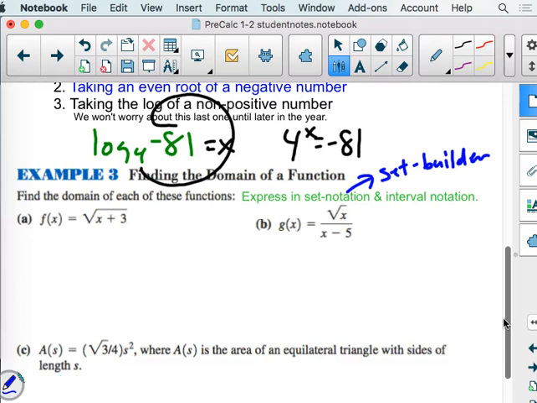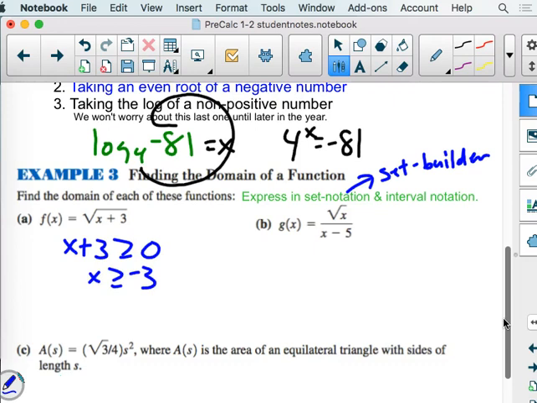So I look at A, and I see I'm supposed to take the square root. And I realize I can take the square root of 0, and I can take the square root of positive stuff, but not negatives. So that x plus 3 is going to have to be greater than or equal to 0. I'm just going to solve that little inequality by subtracting 3 from both sides. And I've actually done most of my set builder notation when I've done that.